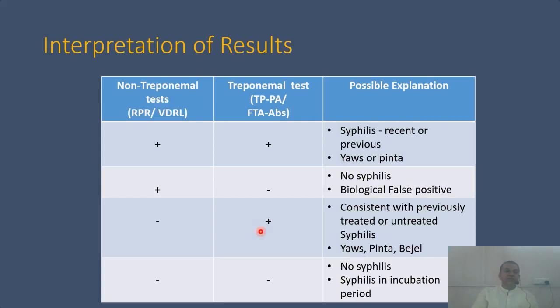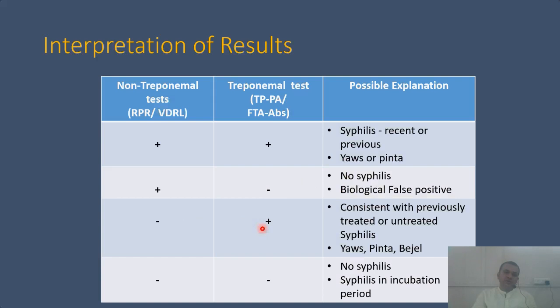Now is the interpretation of the results. How will you interpret them? If you perform both the non-treponemal test, that is the standard test, and the specific treponemal test, what is the possible explanation for the results? When both are reactive, definitely the patient has recent or previous syphilis. If the standard test is positive but the treponemal tests are negative, that means there is no syphilis, or there may be a biological false positive.